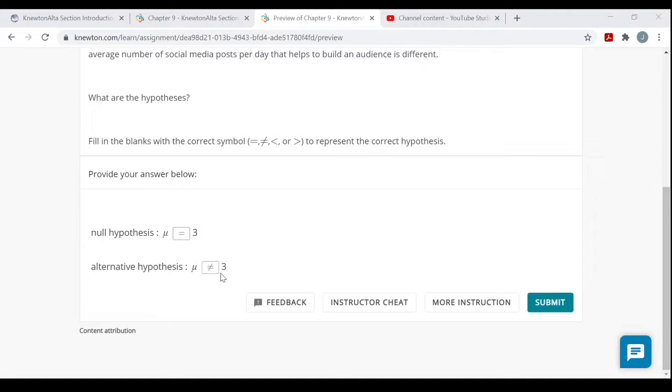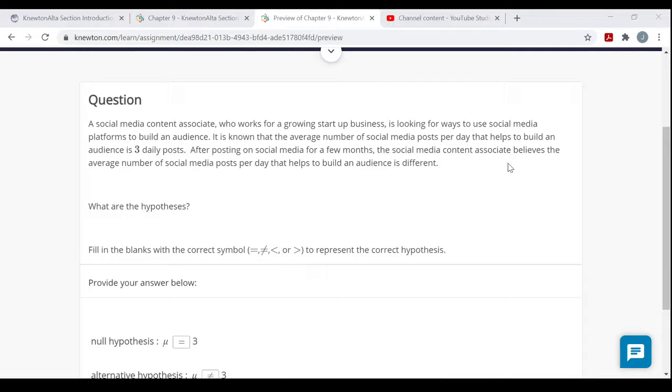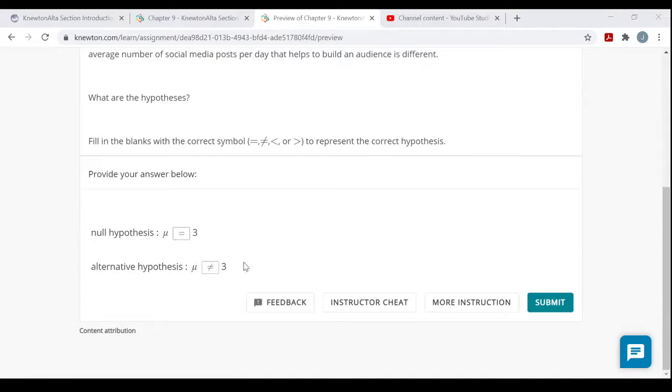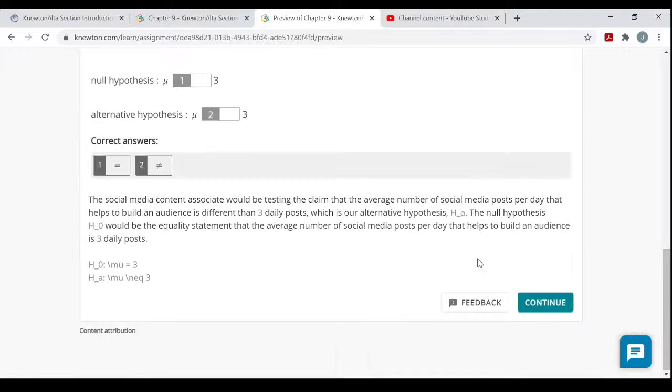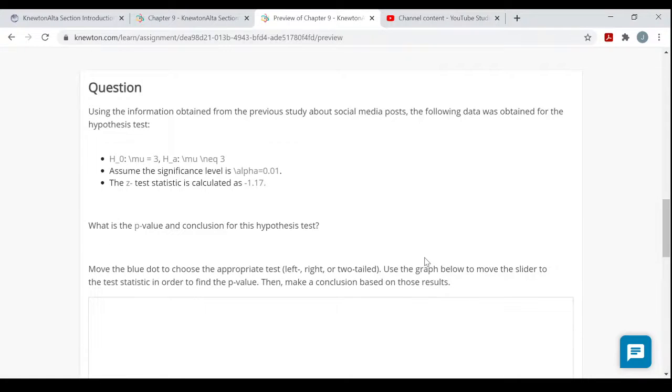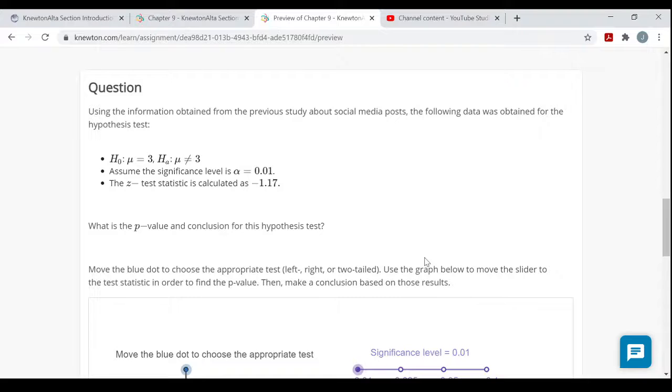And then, again, the alternative is the claim, right? This person believes the average is different than 3. So the claim is here. This is the opposite of the claim. So let's take this into account. Now there's going to be a second part to this question. Again, please read through your answer explanations to make sure you know what's going on, especially if you got it wrong, to see if you can figure out where you went wrong.